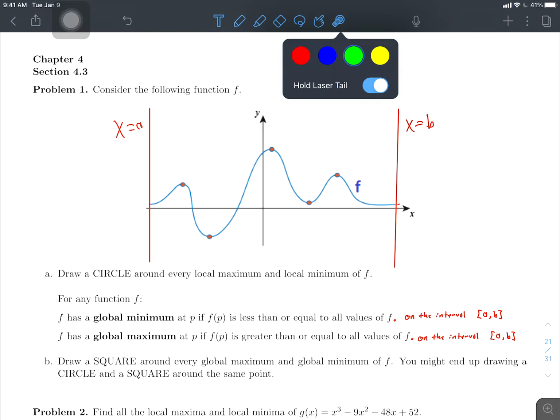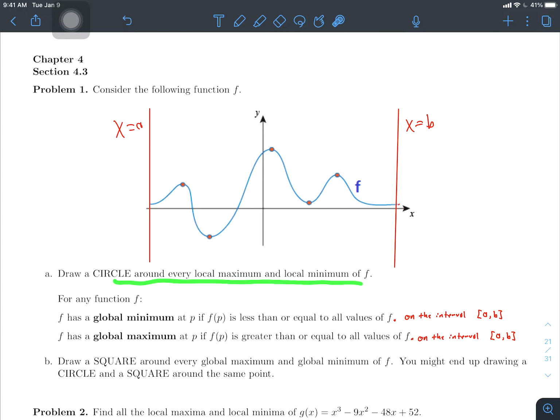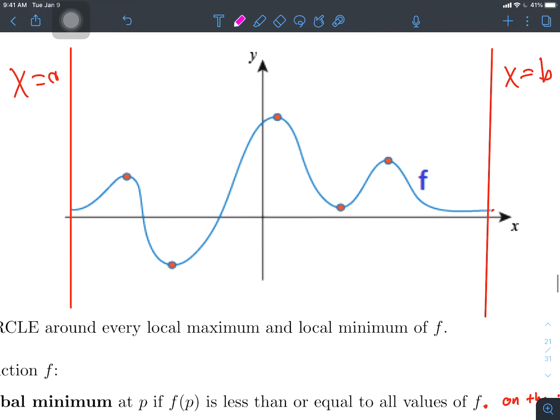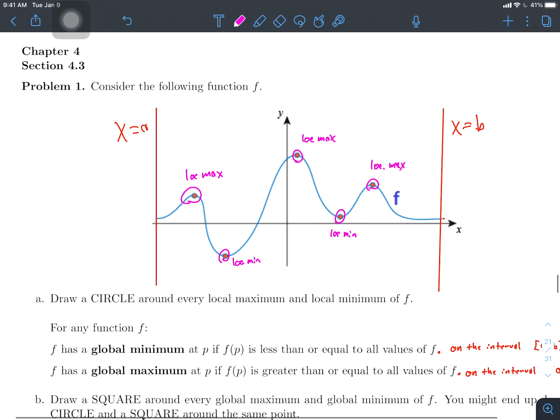We're going to draw a circle around every local maximum and every local minimum of f. Well, this one looks like a local max. Okay, this one looks like a local min. This one's a local max. This one's a local min. And this one is a local max. Okay.